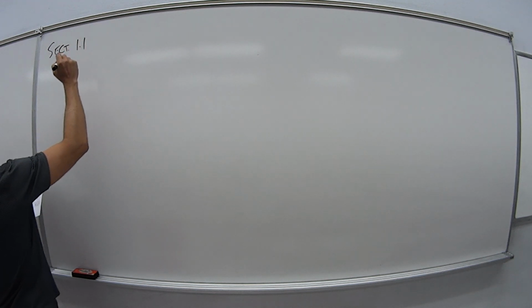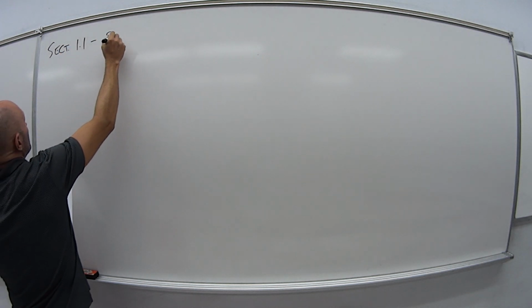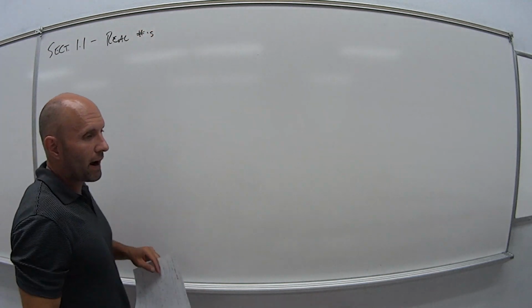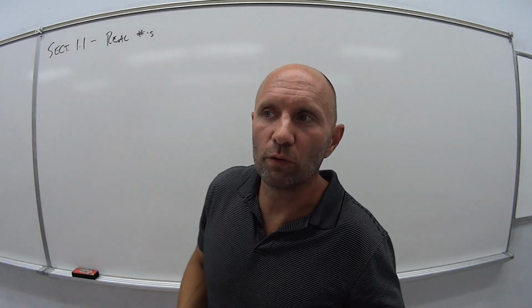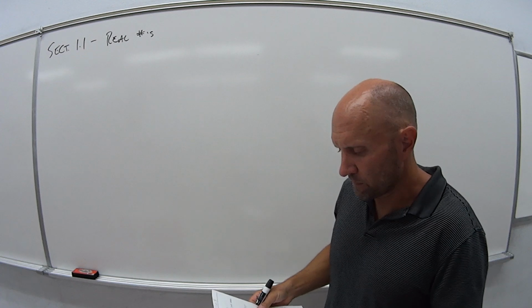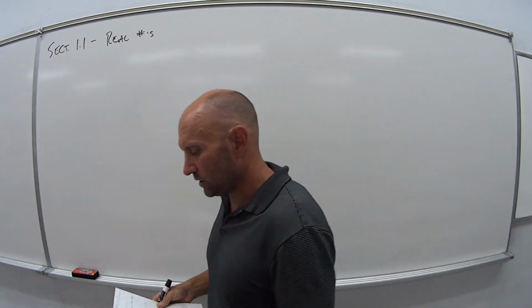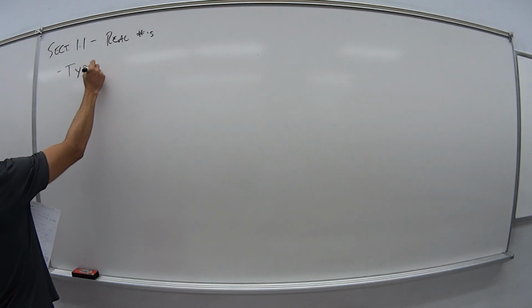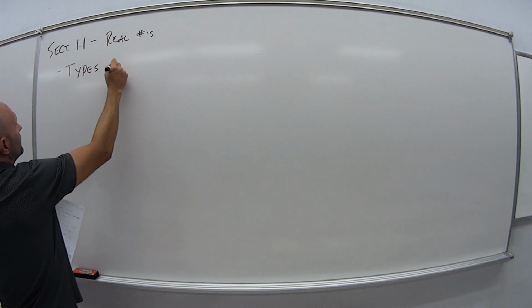So in Section 1.1, we're going to be looking at real numbers. Their properties, things that we can do with them, ways we can manipulate them. So first we want to deal with some definitions. And that is to say, what are the different types of real numbers?